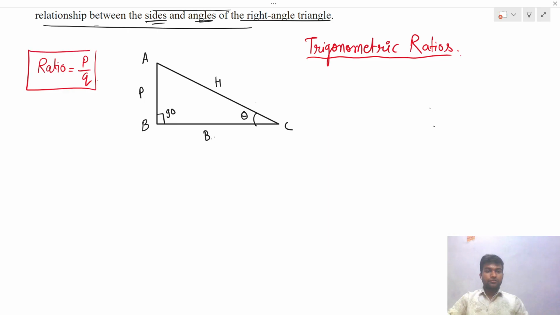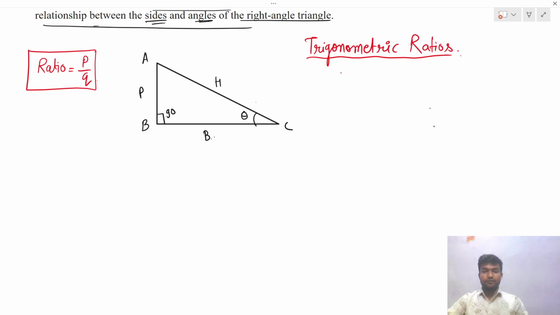Let's say a ratio, what is P upon H? Okay, P by H. We can also take perpendicular upon base, P upon B. We can also take H upon B. We can also take B upon P. Okay, so these are all called ratios. So here in trigonometry, these are all called trigonometric ratios.